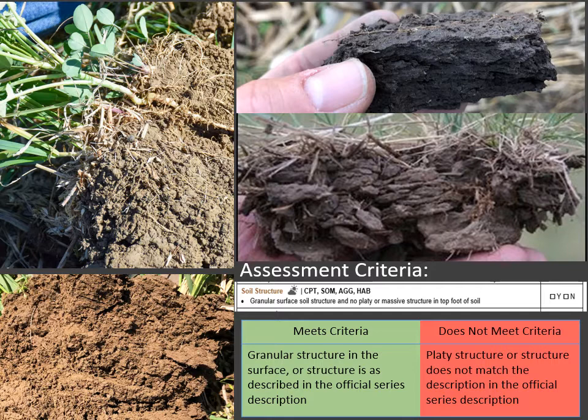And then lastly, with that picture on the lower left, we have a field here where we've recently added cover crops into this system. So we're starting to see that granular structure really come back into this system. But we are still seeing that platy structure at the surface. And so this again would be an example where we're working into this system, but it's not meeting the assessment criteria yet.